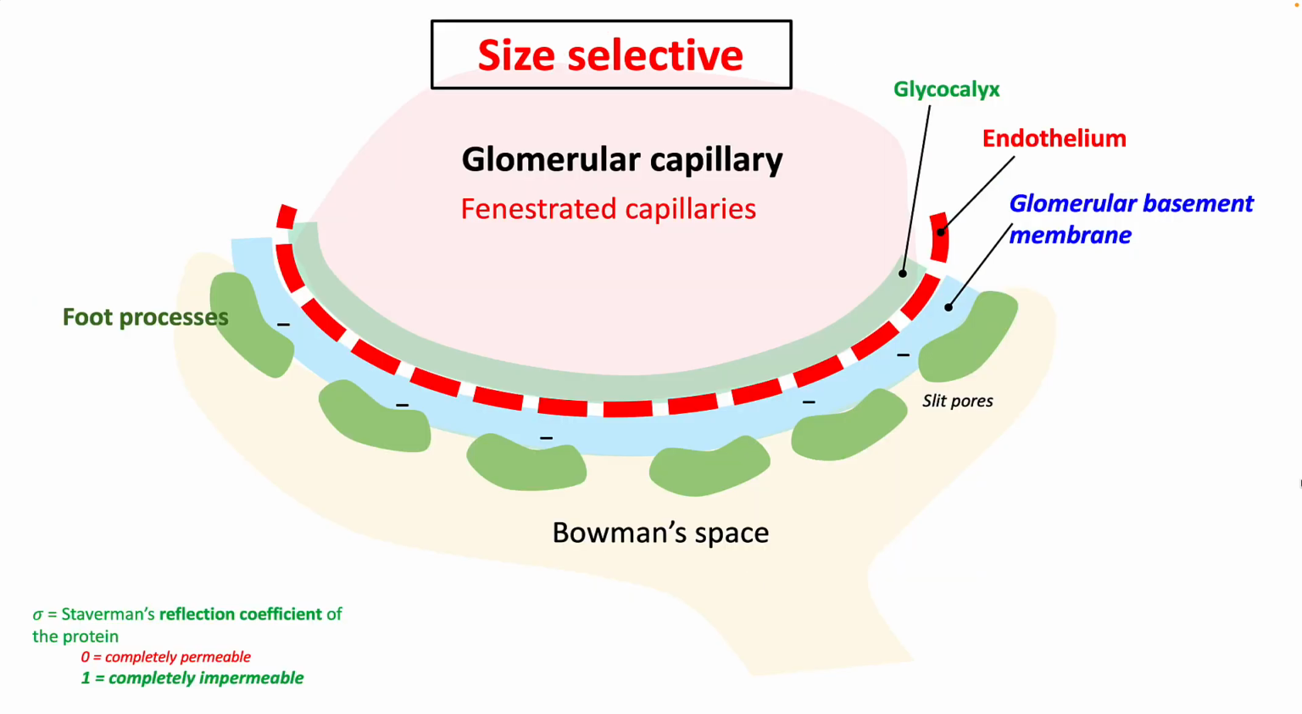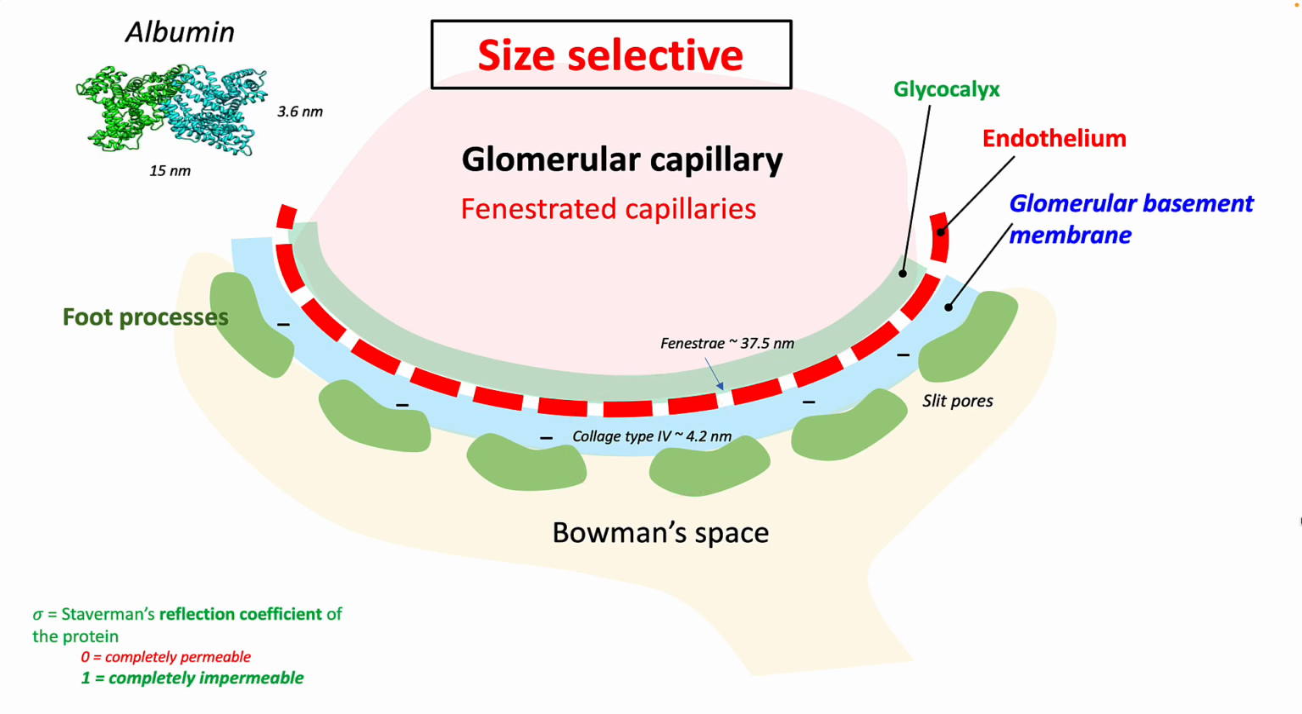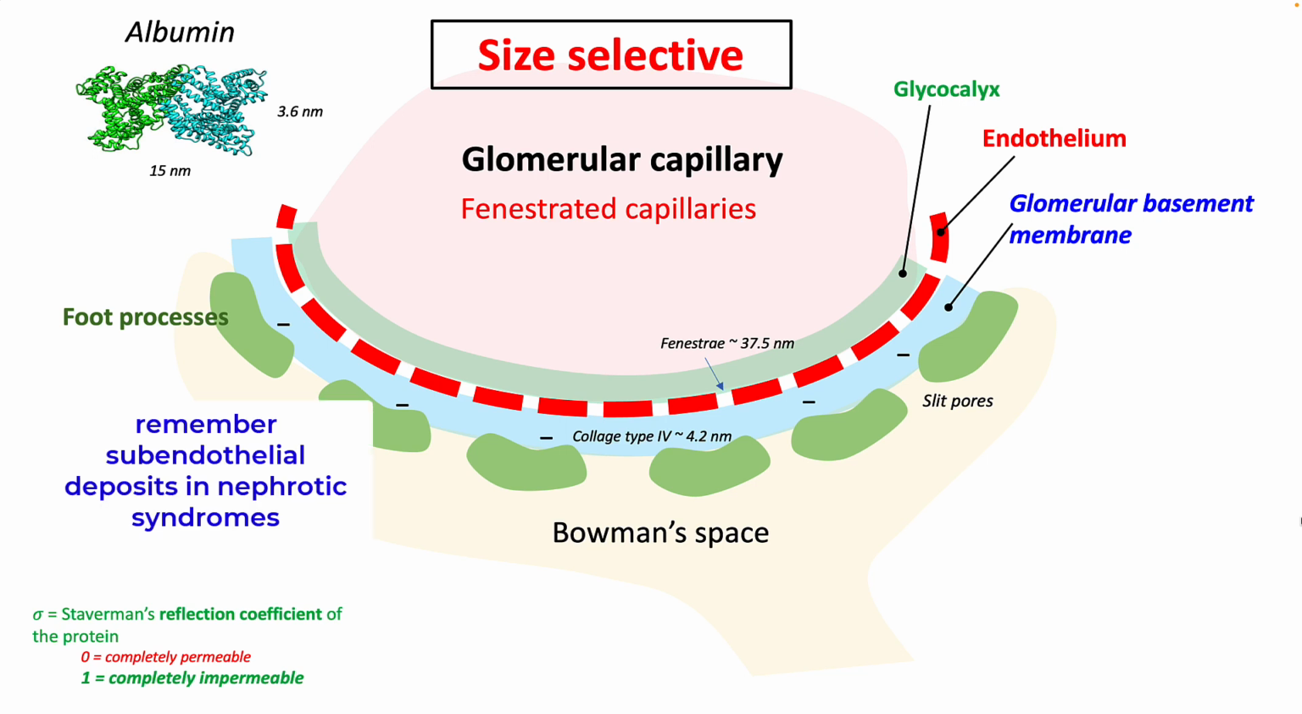The important thing to understand in glomeruli is that glomerular walls are size selective. If you look at the fenestrae, they are around 37.5 nanometers, and the basement membranes have small pores up to 4.2 nanometer in size. Because of the large size of albumin molecule, this molecule is unable to pass through. However, in endothelial injury, you can see that albumin can leak. However, it will collect at the base of endothelial membranes.